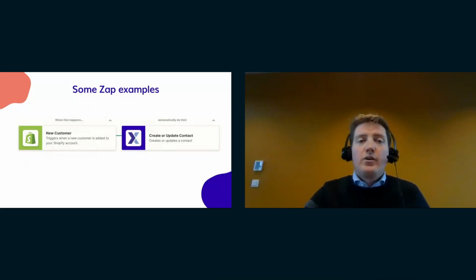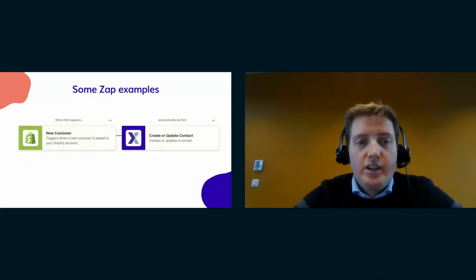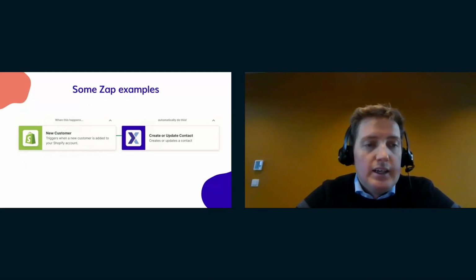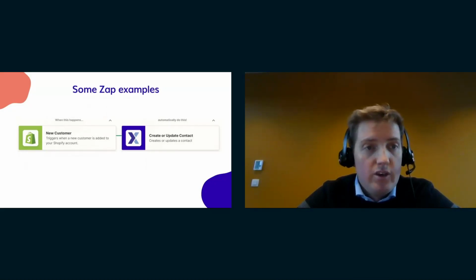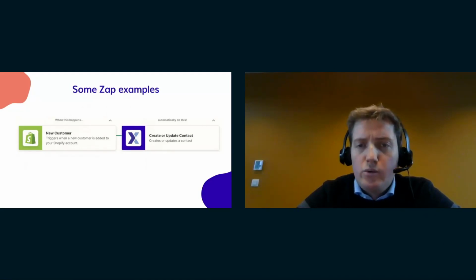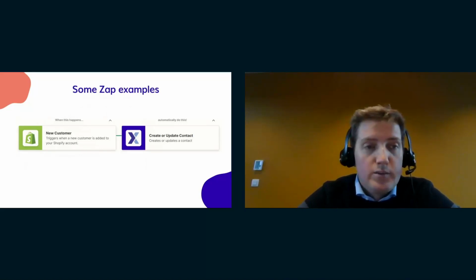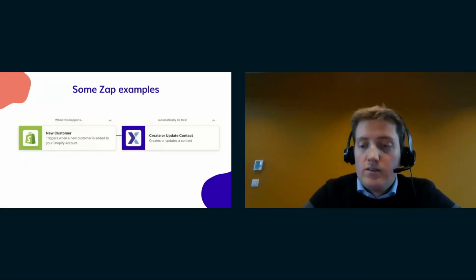Also, I'll give a few examples here of zaps that can be made. In this case, a new customer is added to your Shopify account, or the customer has made a new purchase in your Shopify account. And in this case, you also want to add the contact or update it in your Flexmail account.